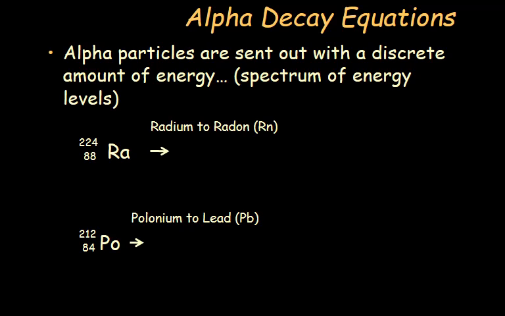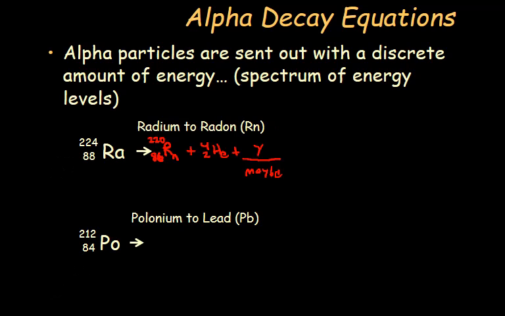So, alpha decay equations, we're going to go ahead and practice a few of these here. Let's say we have radium to radon. We have the beginning of the equation here. Go ahead and finish the equation for this, and go ahead and finish the equation for polonium to lead. Go ahead and pause the clip and give that a try, and when you're ready to check, you can hit play to continue.